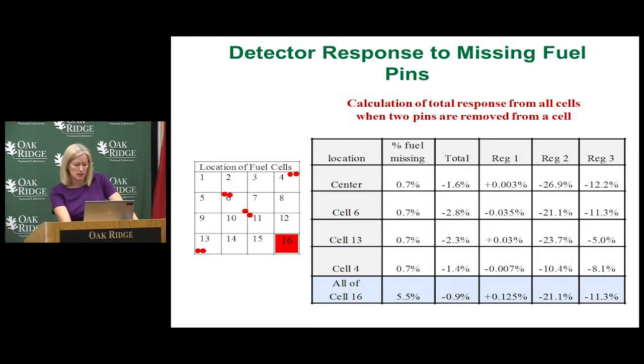If you look at the center right here, we have 0.7% of the fuel missing. So we remove 2 fuel pins. But in region 2, when I showed you the different energy levels, the response changed by 26%. So you're only missing 0.7% of the fuel, but your detectors see a 26% difference in the response. That's where active neutron interrogation would be helpful. You can easily see missing fuel.